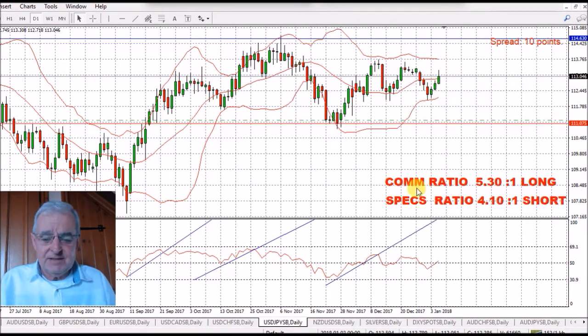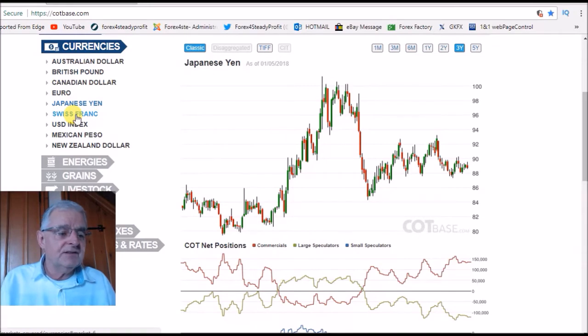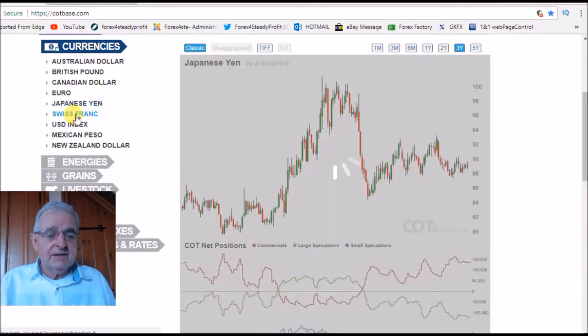A bit disappointing that. I was expecting a bit more downside, but we do have a commercials ratio of 5.3 to 1 long for the Japanese yen. So we'll see where that goes to, but I am expecting more downside to that pair, upside to the Japanese yen. Swiss franc.